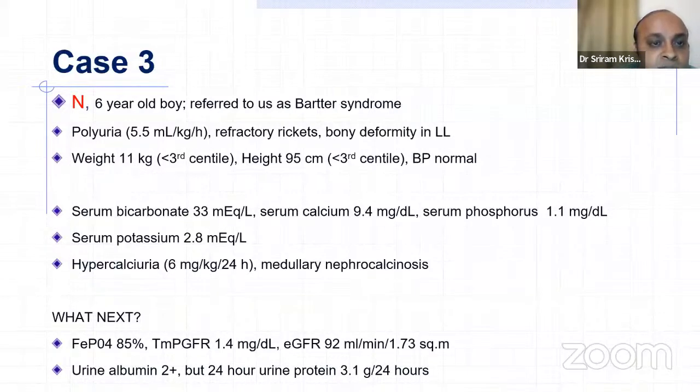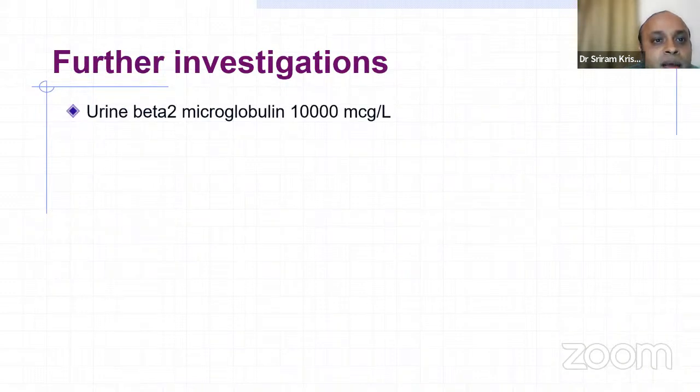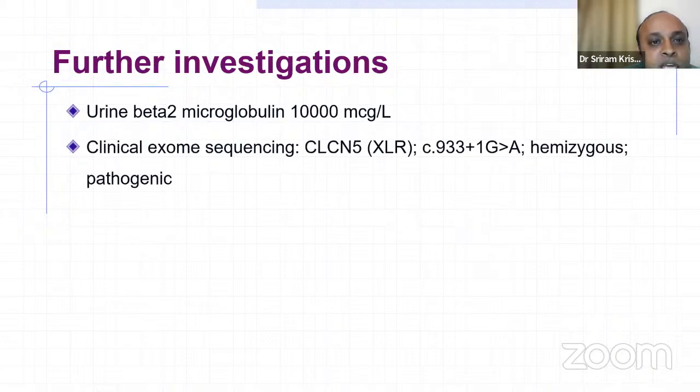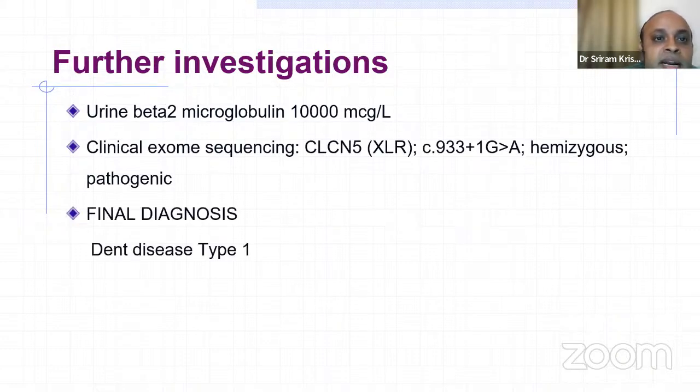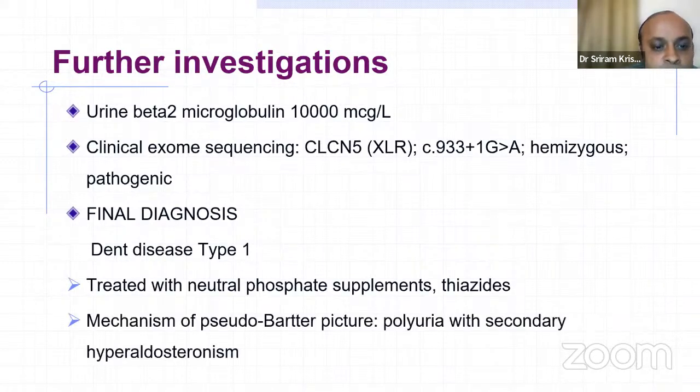So what does this suggest? This is not Bartter. This child had a nephrotic range proteinuria, and albuminuria is not correlating by dipstick with this, suggesting excretion of some other proteins. So we thought of a Dent disease type 1, and a urine beta-2 microglobulin was found to be extremely high. And then a clinical exome sequencing was done, which actually showed a Dent disease type 1. It was a hemizygous X-linked recessive pathogenic mutation in the CLCN5 channel. He was ultimately treated with neutral phosphate supplements and thiazides for the hypercalciuria.